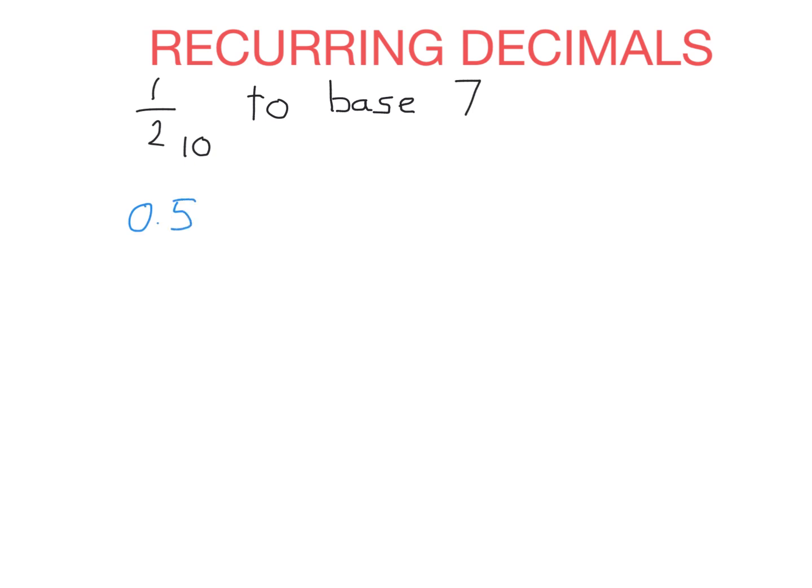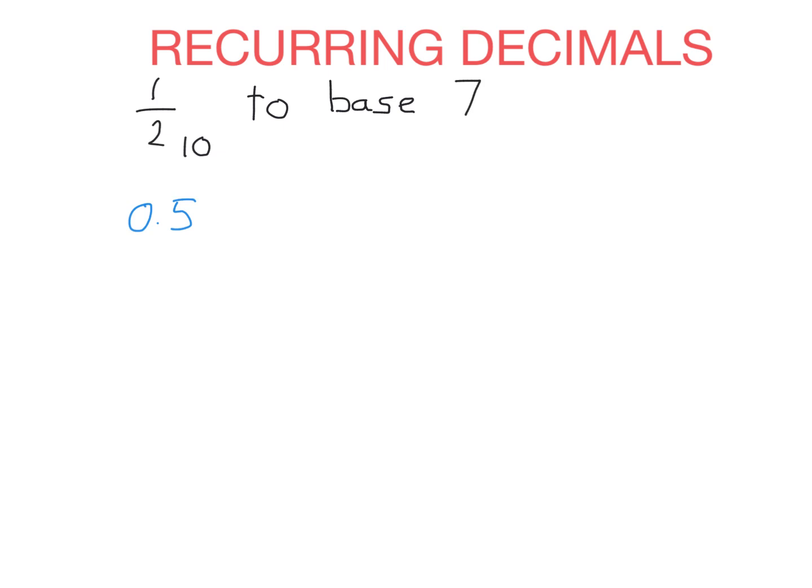Now even though this is a terminating decimal in base 10, a half yields a recurring decimal in base 7 because 7 is not divisible by 2. 2 is not a prime factor of 7. So let's look at how we would do this.